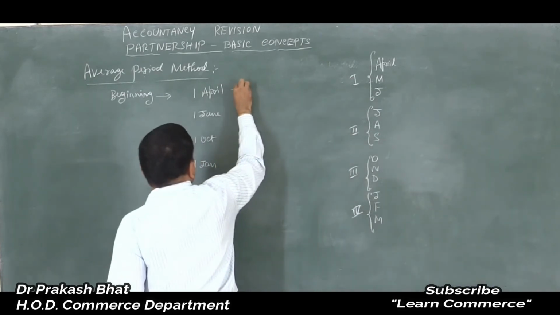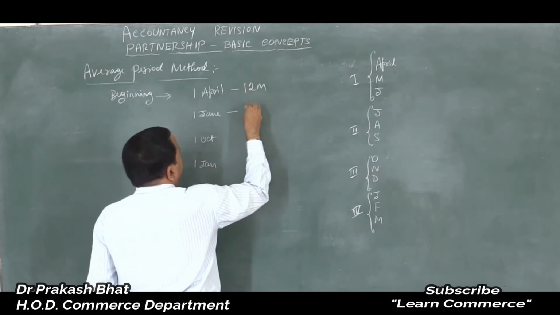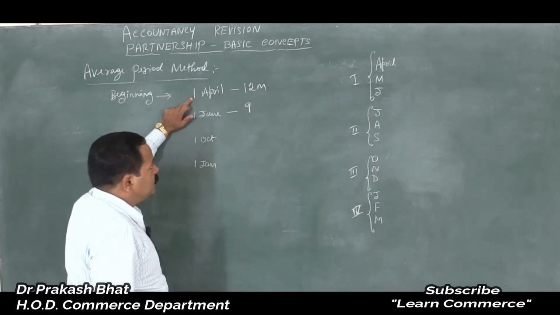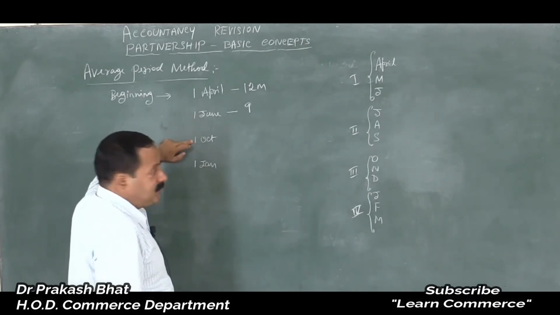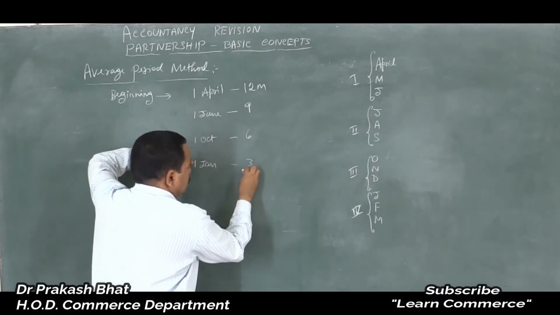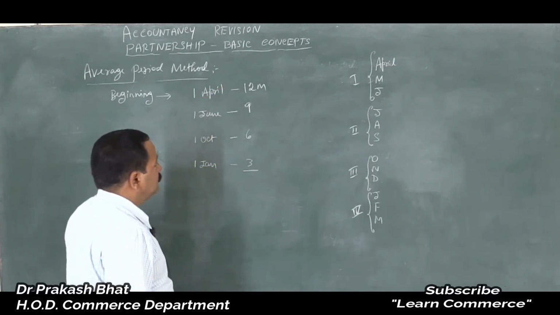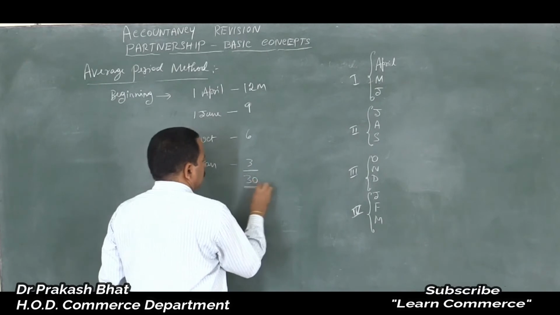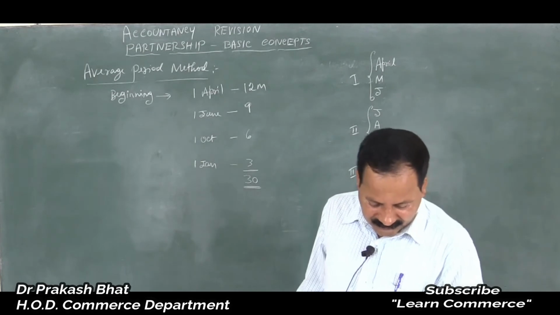This is a period of how many months? 1st April to 31st March, 12 months. 1st July to 31st March, 9 months. 1st October to 31st March, 6 months. And 1st January to 31st March, 3 months. Add these together. 12 plus 9, 21 plus 6, 27 plus 3, 30. So 30 months, that is what we did here.